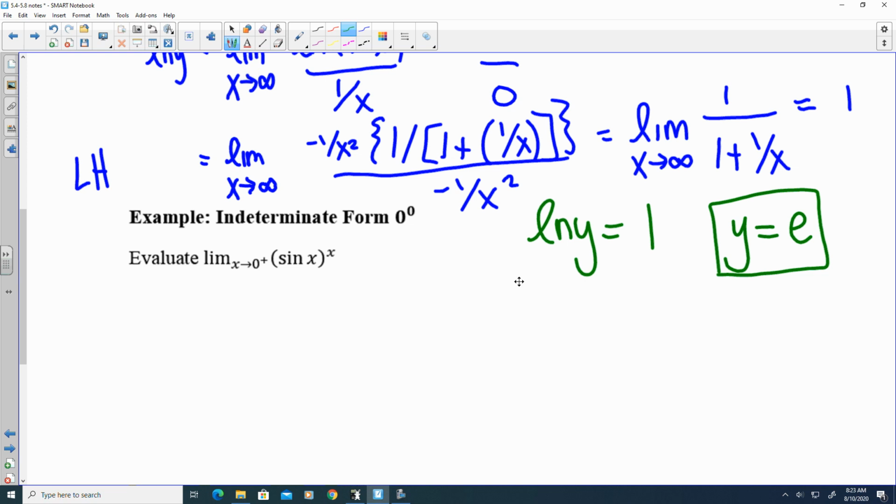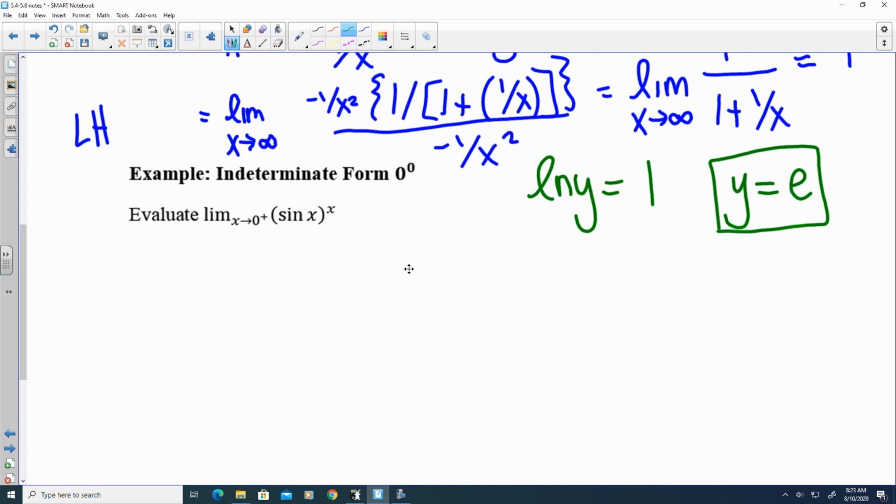Let's do that again. So here we have a form 0 to the 0 when I plug in 0 from the right. So I'm going to do that same trick. We're going to do logarithmic differentiation, and hopefully this time it isn't so weird. So we're going to say y equals the limit as x approaches 0 from the right of sine x to the x. And we're going to take the natural log of both sides. So we can get that x out of the exponent.